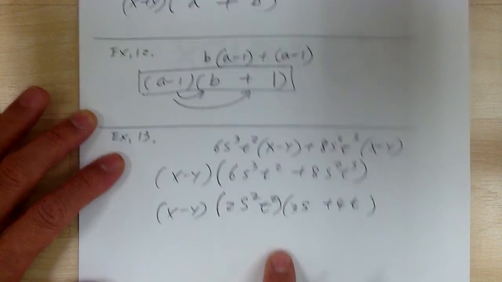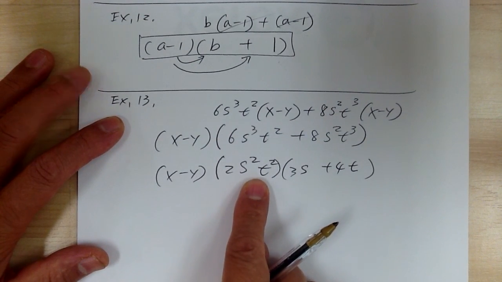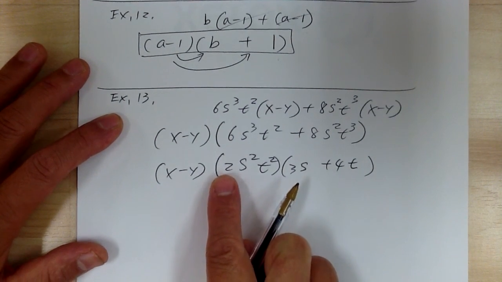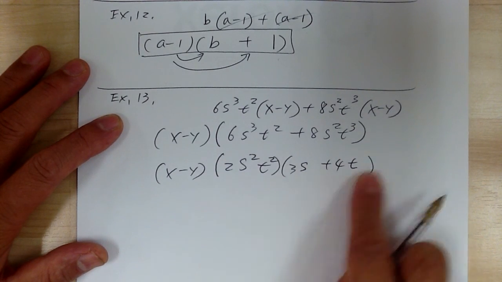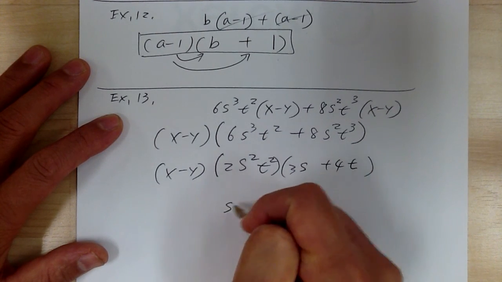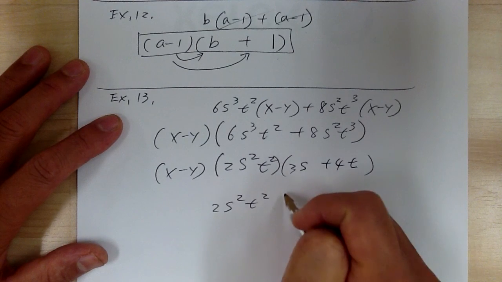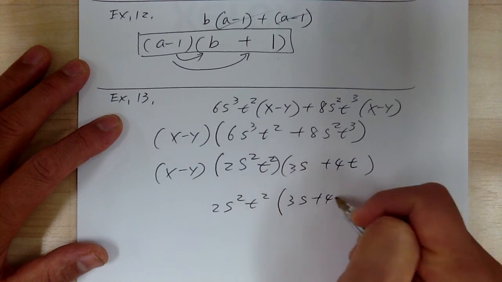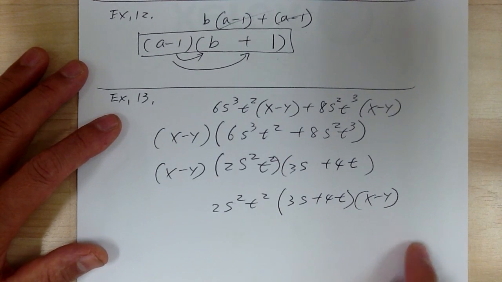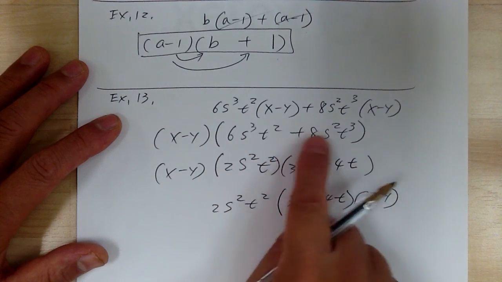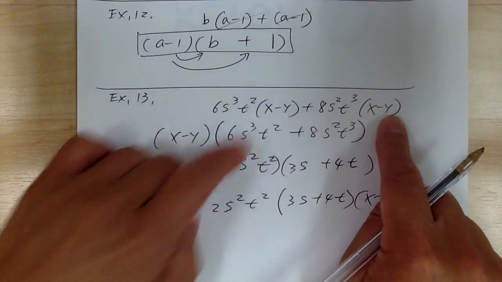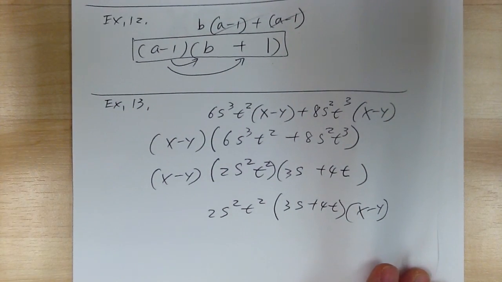Normally you want to write the number first, then the alphabet, and then the group. This is called a group. So number, alphabet, group. You want to write 2s squared t squared, and then 3s plus 4t, and then x minus y. Usually you want to write it this way. But sometimes this is not the best way to do it, because in a way it's more confusing. So instead of factoring out the group right away, you probably want to do it the regular way.